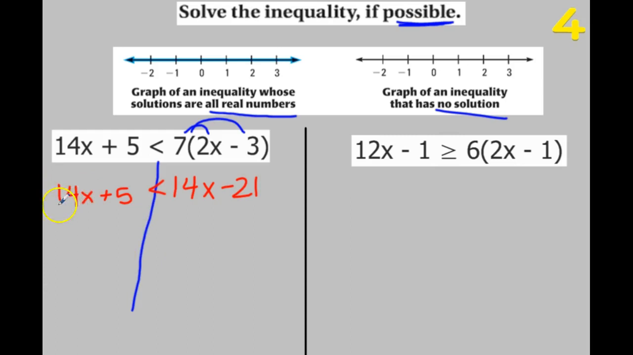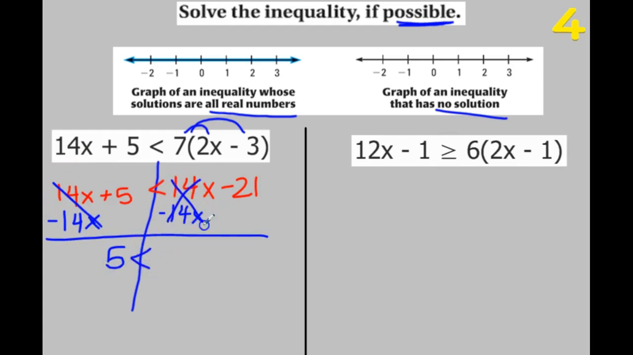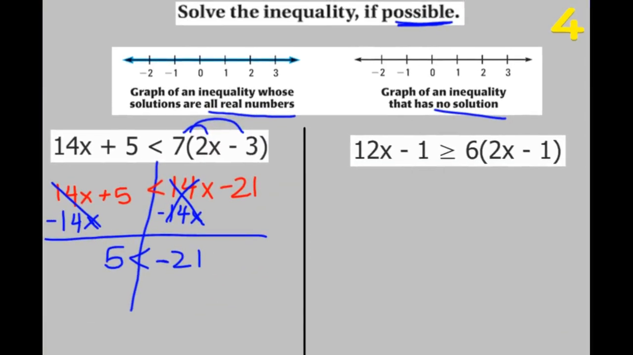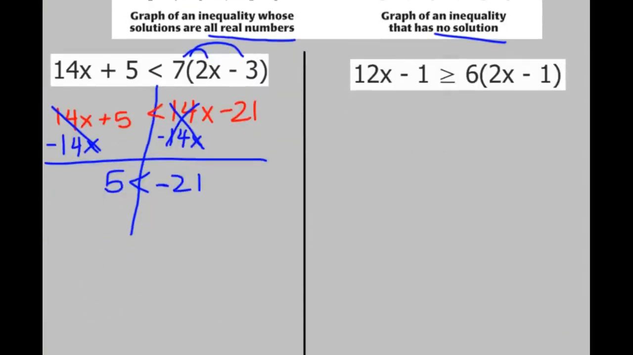So I have a 14x here and here. I'm going to subtract this one over to the other side. So those are gone. We have 5 is less than, those are gone, negative 21. Let's think about this. If you looked at your number line, here's 5, negative 21 would be over here.